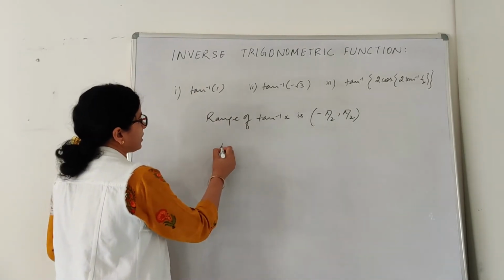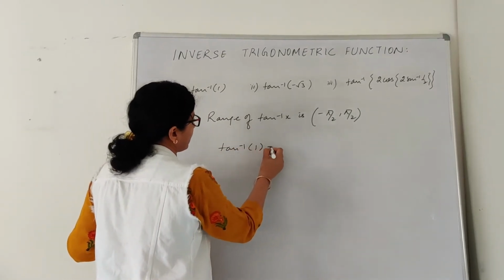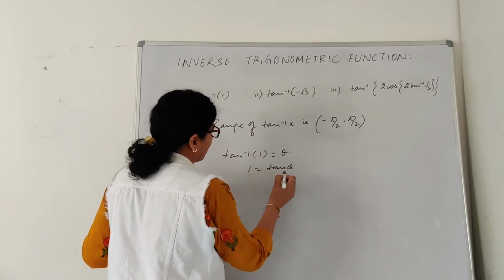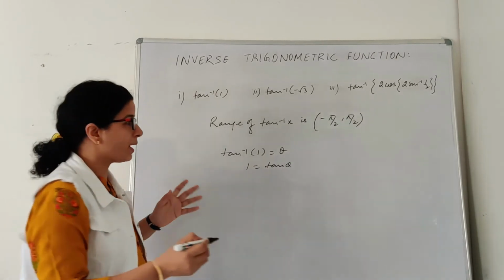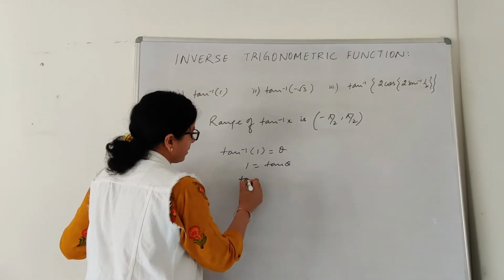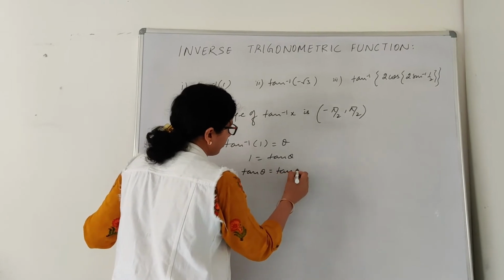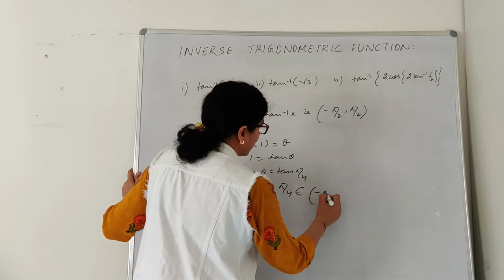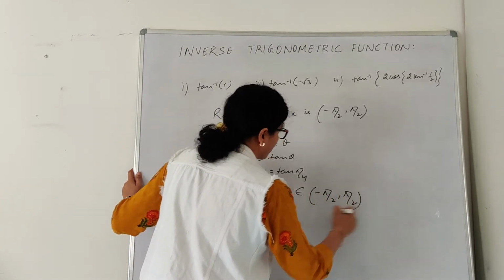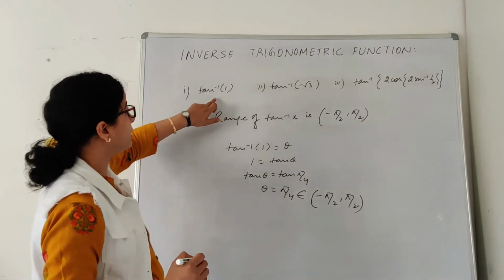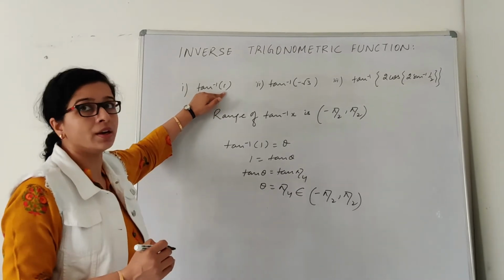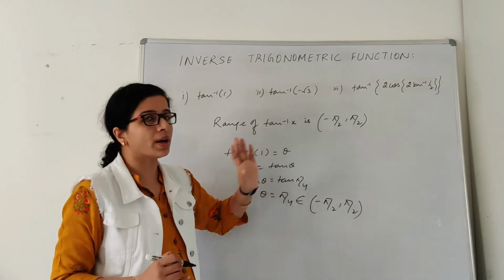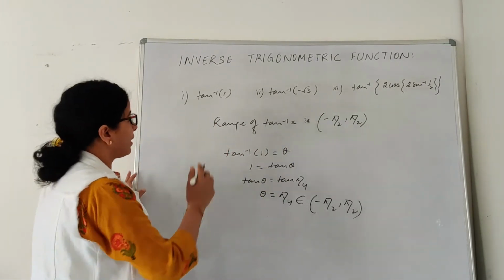Okay. So tan inverse 1 equals theta. So 1 is equal to tan theta. When is my tan theta 1? At pi by 4, right? So tan theta equals tan pi by 4. So theta is equal to pi by 4, which belongs to minus pi by 2 and pi by 2. So always when we are calculating the value of tan inverse of something, we have to check whether it lies in the principal branch or not. So it lies in the principal branch. So done.